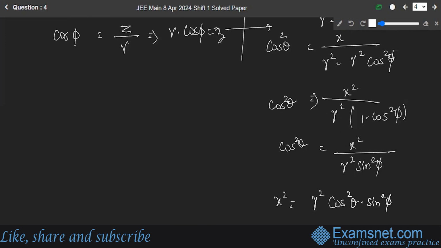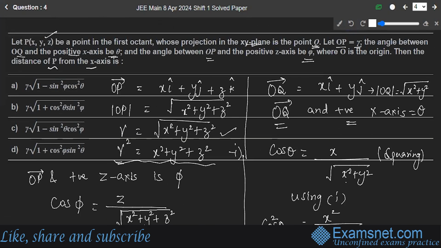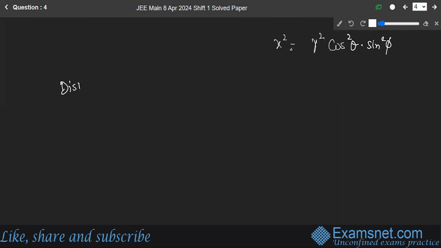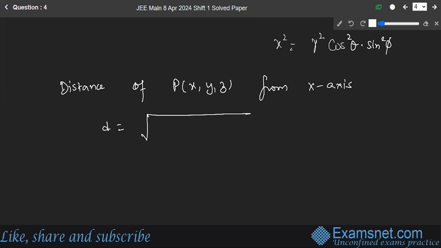Now, what you have to find out here? The distance of P from the x-axis. So the distance of P, which is this point, from the x-axis will be given by d is equal to root of x minus x, this will be 0, and this will give me y square and z square only, right?